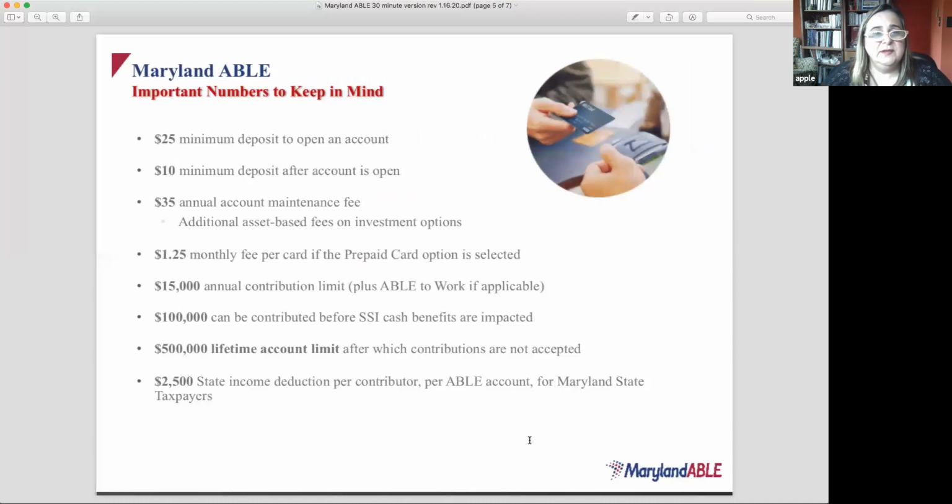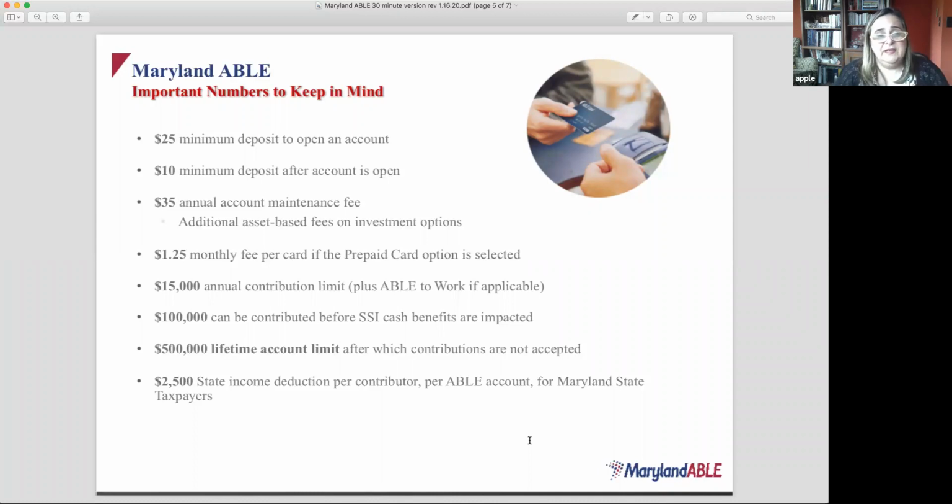A couple of things we like to say is that when you open your ABLE account, it takes a minimum of a $25 deposit to open the account. And this is similar to if you went to another bank and you wanted to open a savings account, they would have a minimum amount required to open that. After you make that initial deposit into your account, it's up to you how often you want to make a deposit or how infrequently, however you want to do it. You can do that anytime you want, but the next deposit thereafter has to be a minimum of $10.